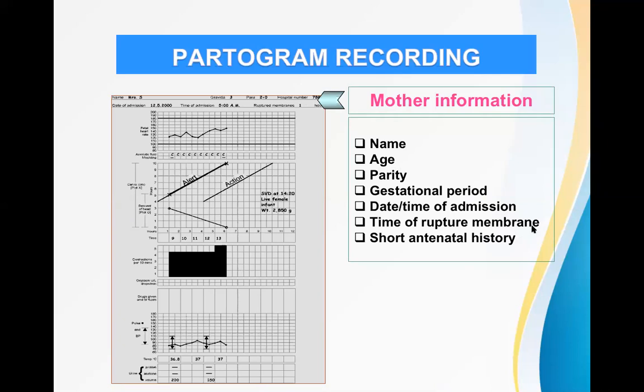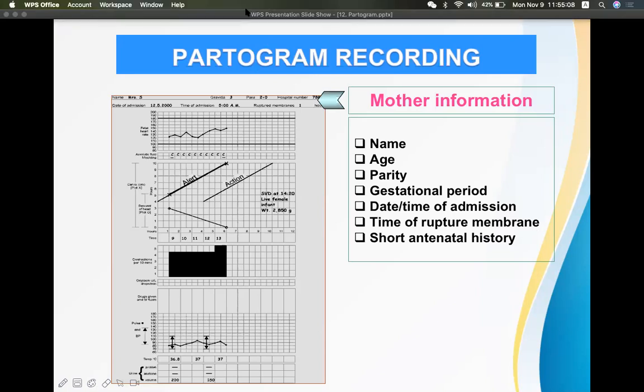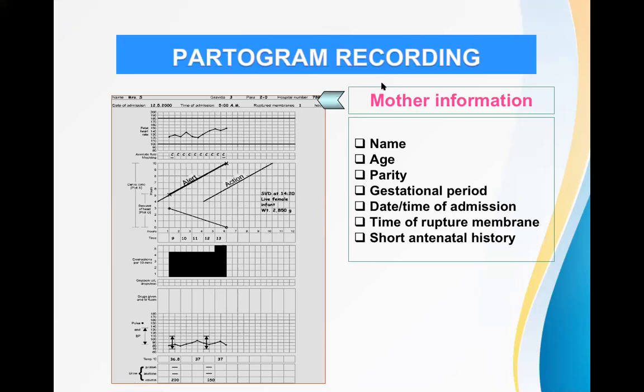Is it already 18 hours or 24 hours or even more than that? Or is it just 1 hour or 2 hours? Now, what is the danger if the rupture of the membrane was already 18 hours before? Yes, what is the danger of that? Anyone? Maybe fetal distress, prolonged labor, affecting the baby.